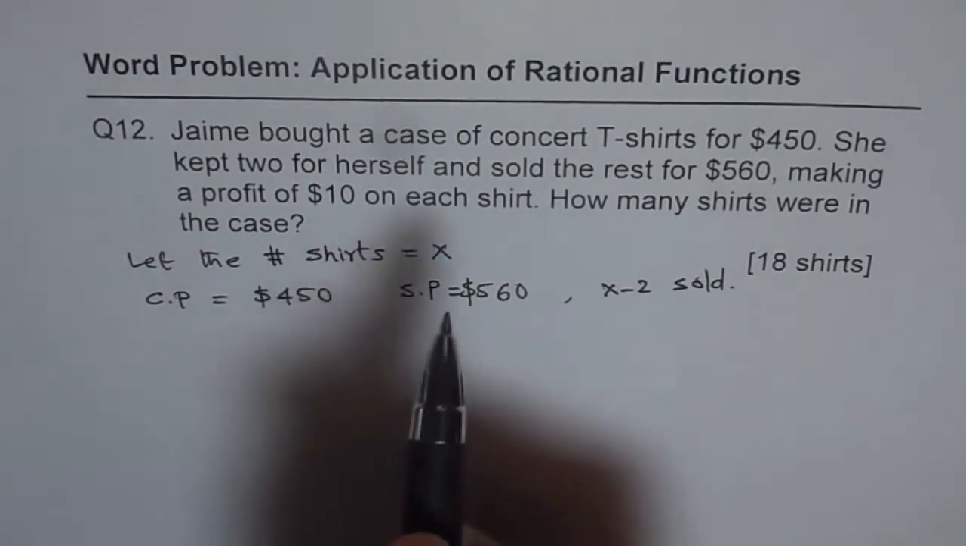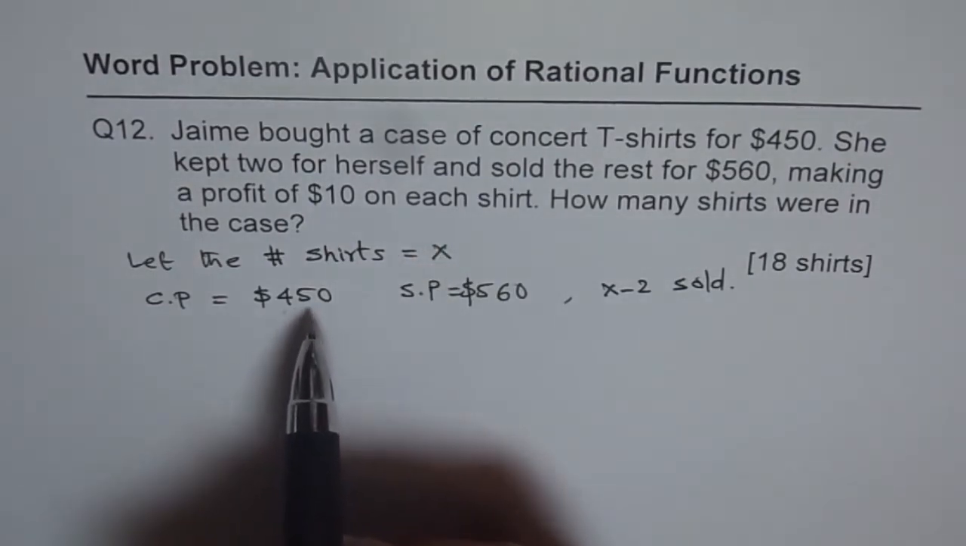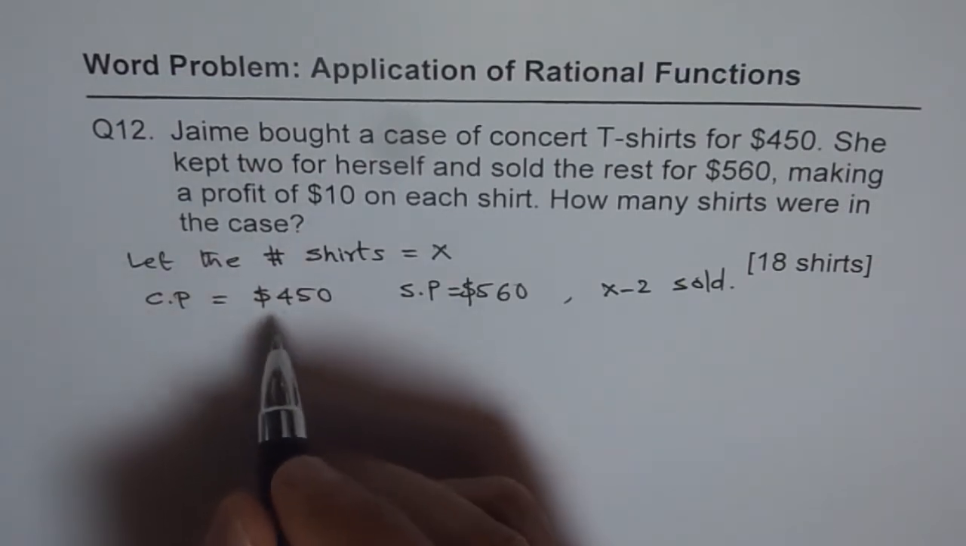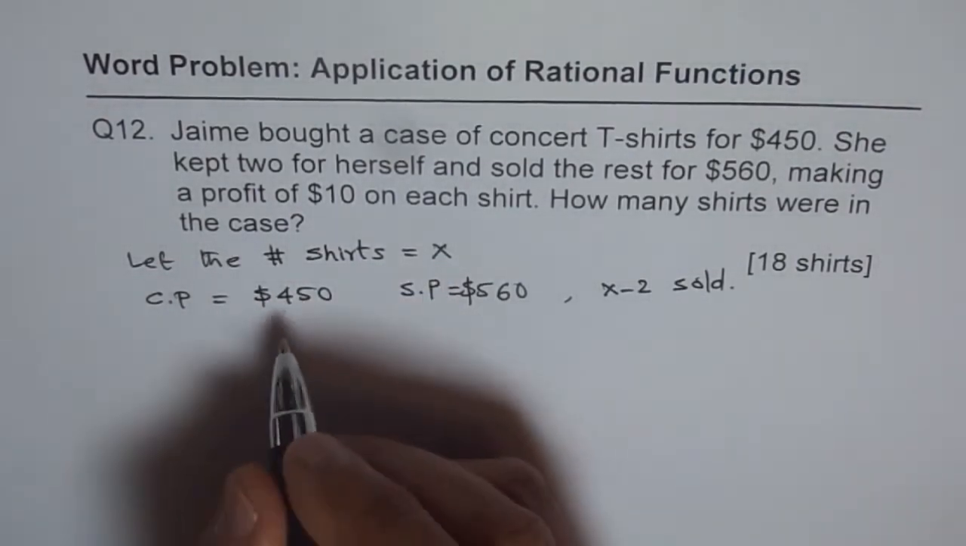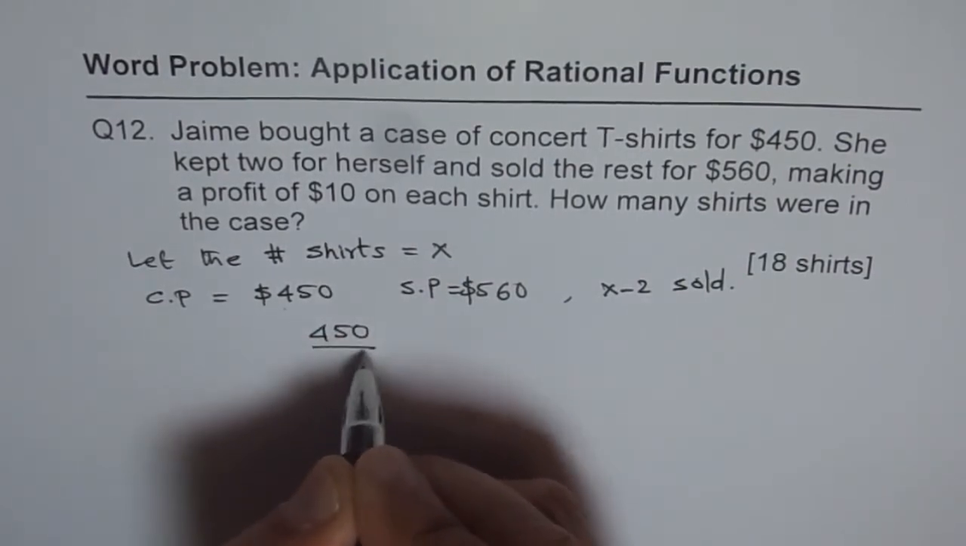Now what is the price of one shirt? If X shirts will cost $450, then one will cost how much? That is what you have to figure out. One will cost how much? So you have to divide this amount by the number of shirts. So the cost price per shirt is $450 over X.